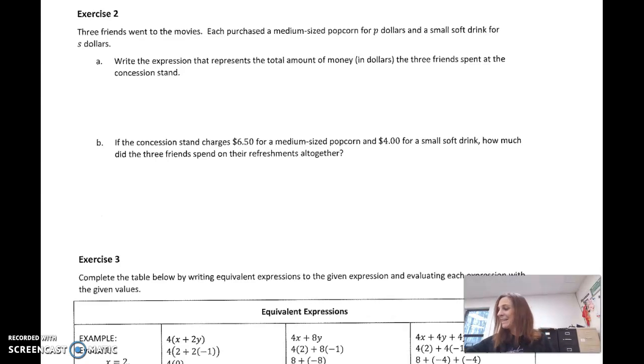Okay, remember, lesson 18 is on writing, evaluating, and finding equivalent expressions using rational numbers. And that's what we're going to be doing now. We're going to be writing some expressions and then working with equivalent ones.